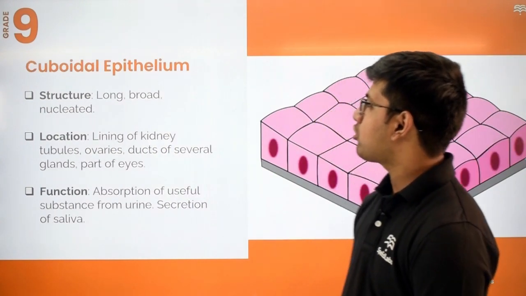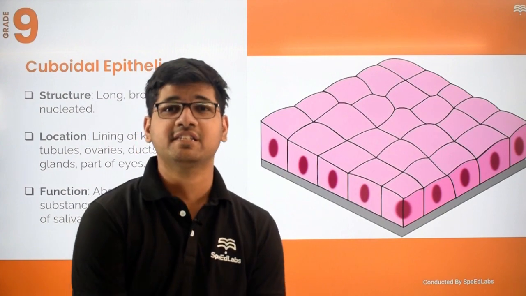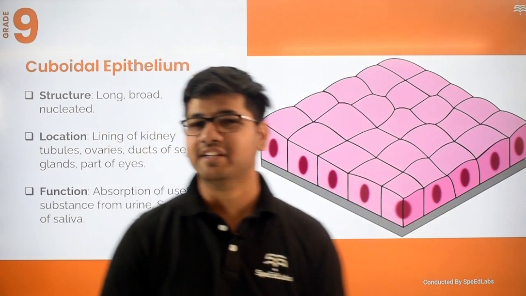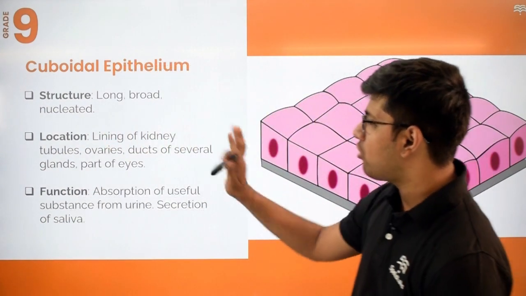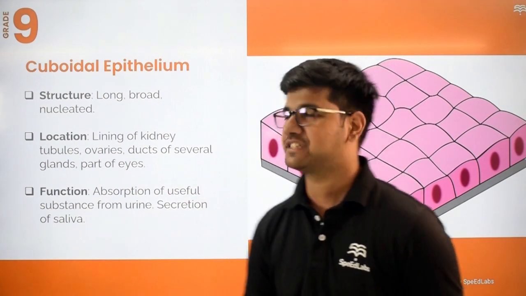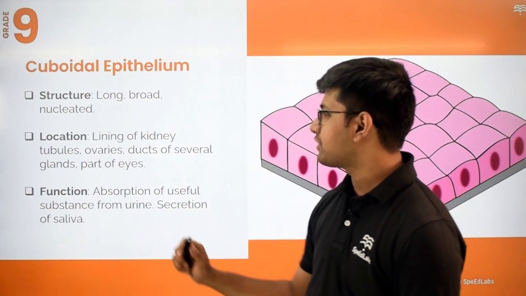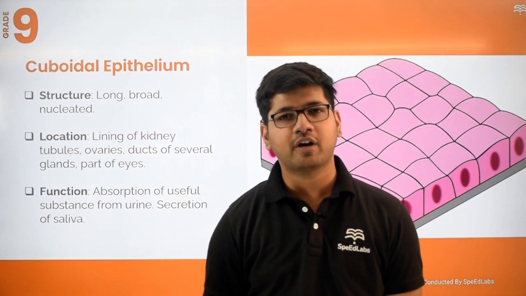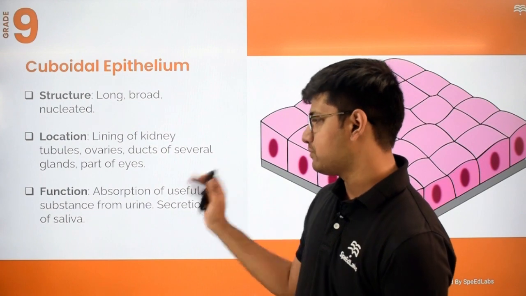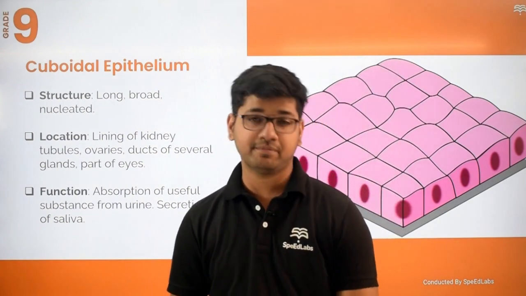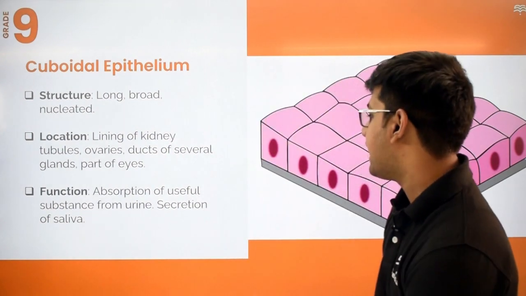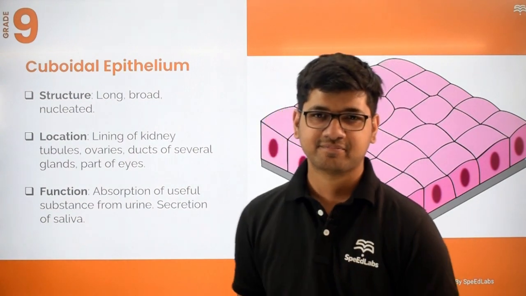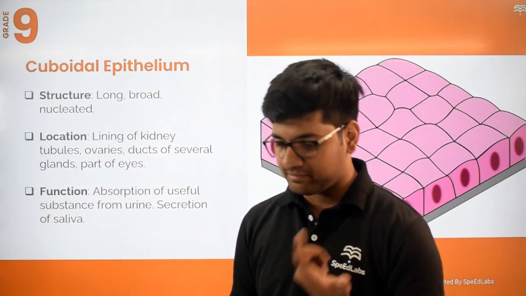Okay, the next kind of epithelium is cuboidal epithelium. Why? Because you can see the shape, it is cuboidal, right? It is structurally long, broad and again nucleated. We have it at the lining of kidney tubules, ovaries, ducts of several glands, parts of eyes, etc. Function: absorption of useful substances from urine, that's where filtration occurs, and secretion of saliva. That happens due to cuboidal epithelium.